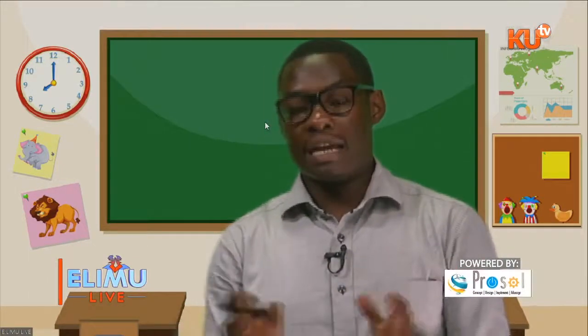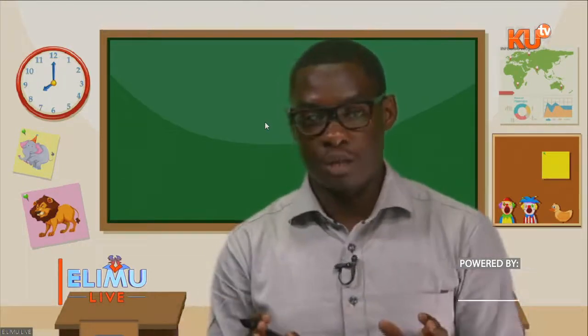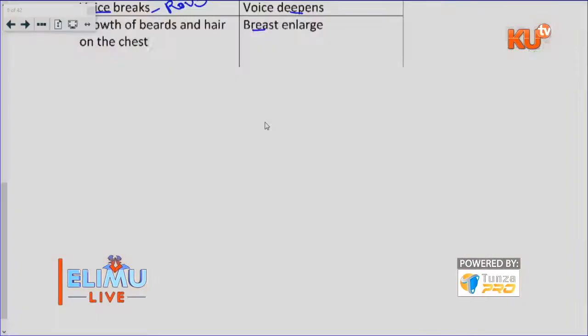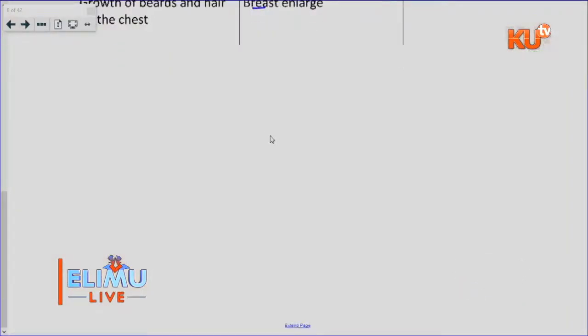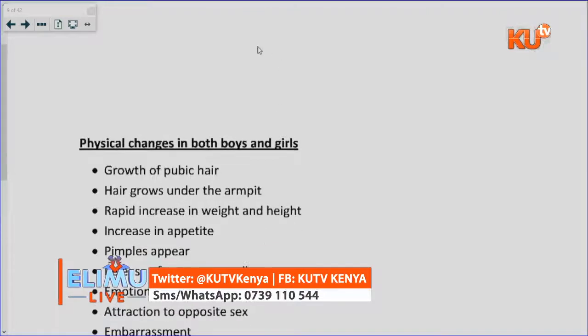So we can't have growing of breasts in both boys and girls, or we can't have beards for both boys and girls. So the next now are the physical changes that can occur in both boys and girls. Growth of pubic hair. Pubic hair grows around the pubic area, and the pubic area, in simple terms, those are the private parts. So we have hair that grows around the private parts.